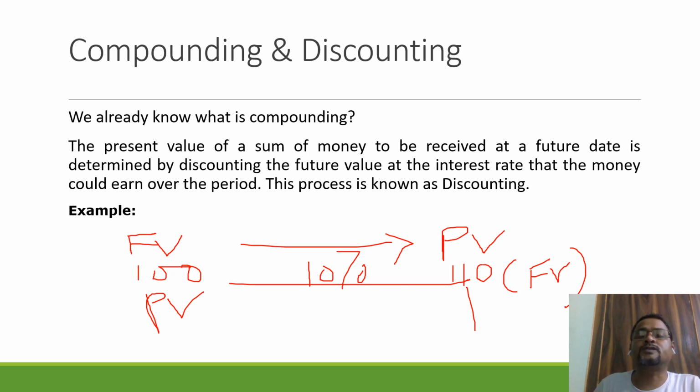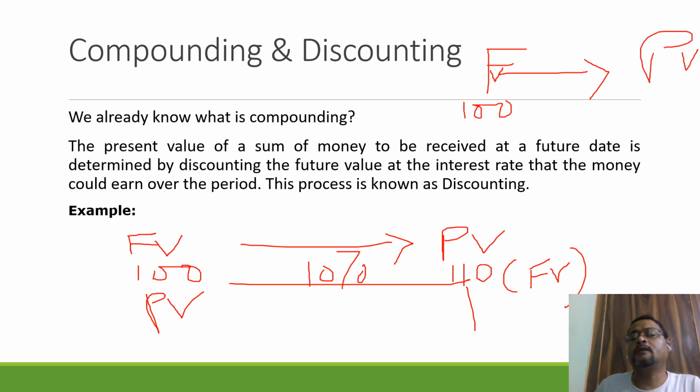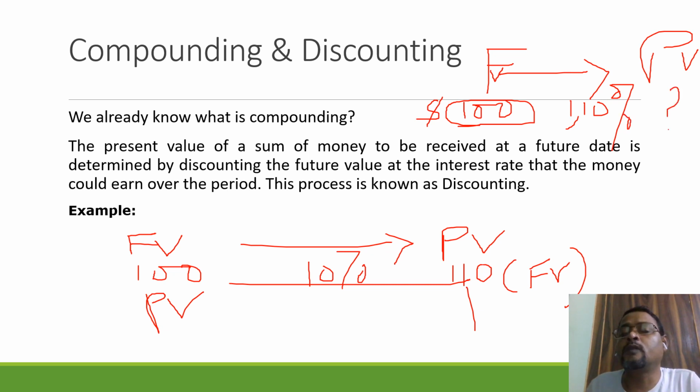Discounting is the opposite. In discounting, you are given a future value and you need to calculate the present value. It says at the end of the year you will get $100. 1 year, 10% interest rate. What should you get now? You don't want to wait for 1 year. You want to get the money now.